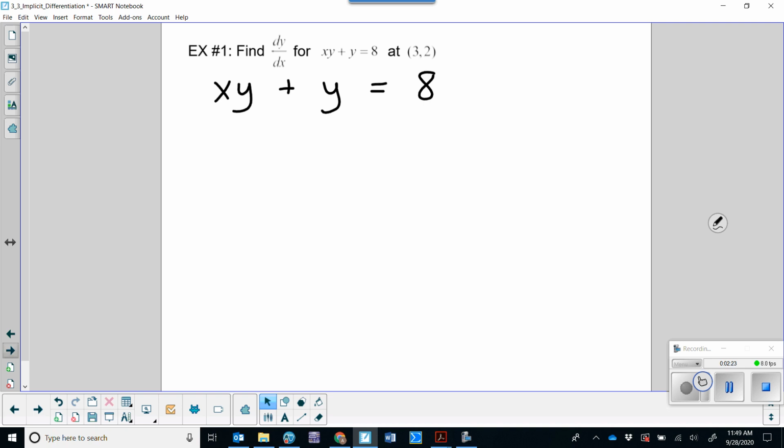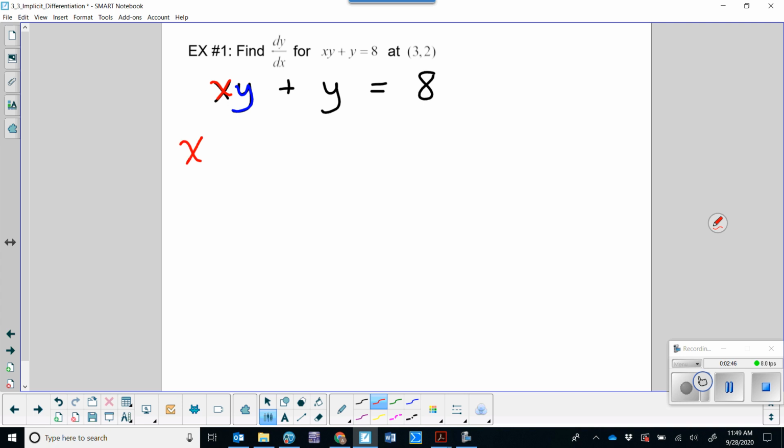Okay, so when I look at the first term, the first thing I need to notice is that this is a product. This is the product of x times y. So we must use the product rule. And if you start to get confused about the product rule, you've got to really fix that because it's going to cause a lot of issues. So this is a product, so we use the product rule.